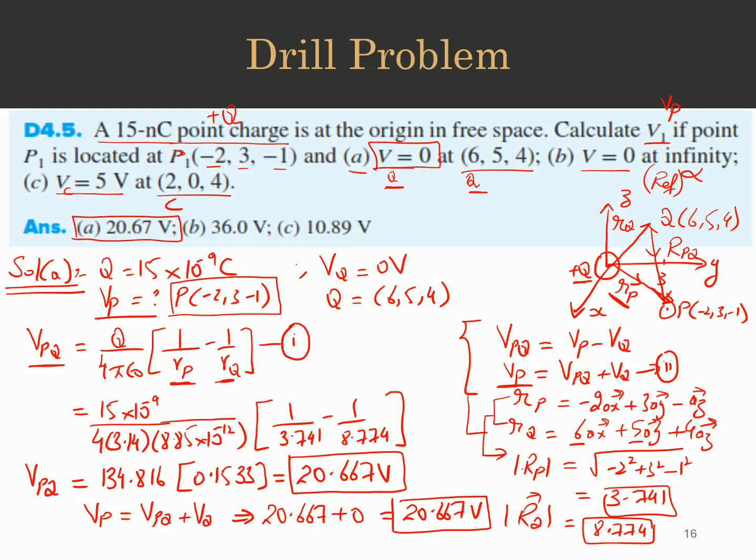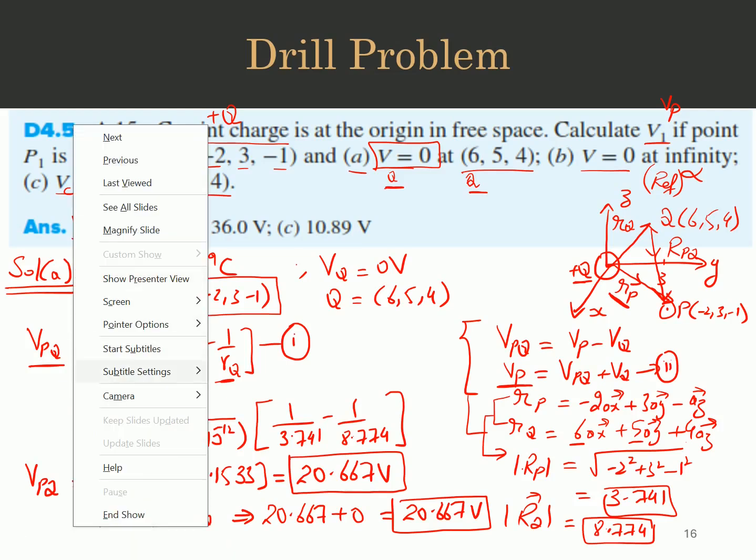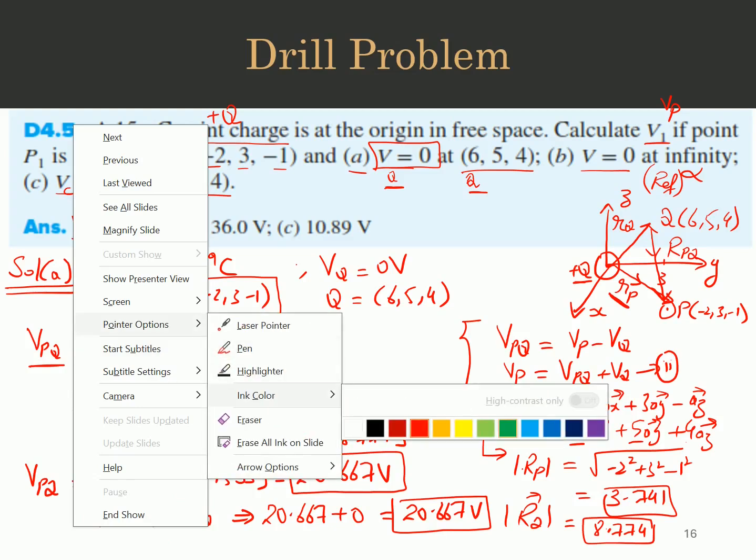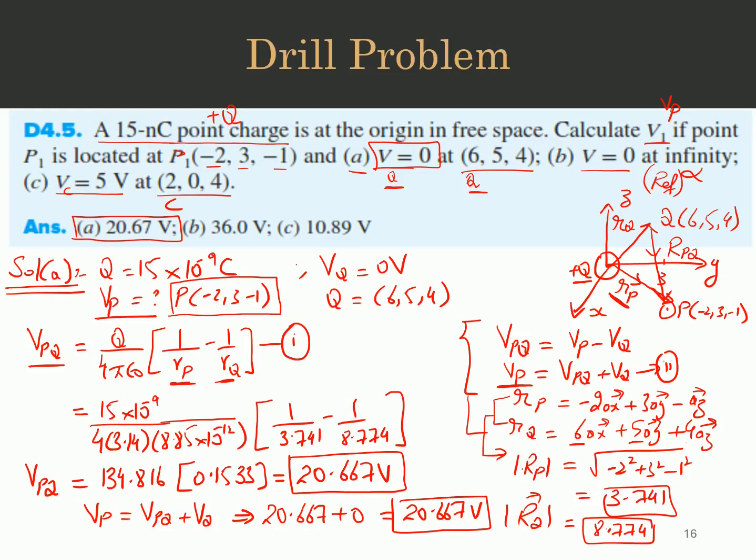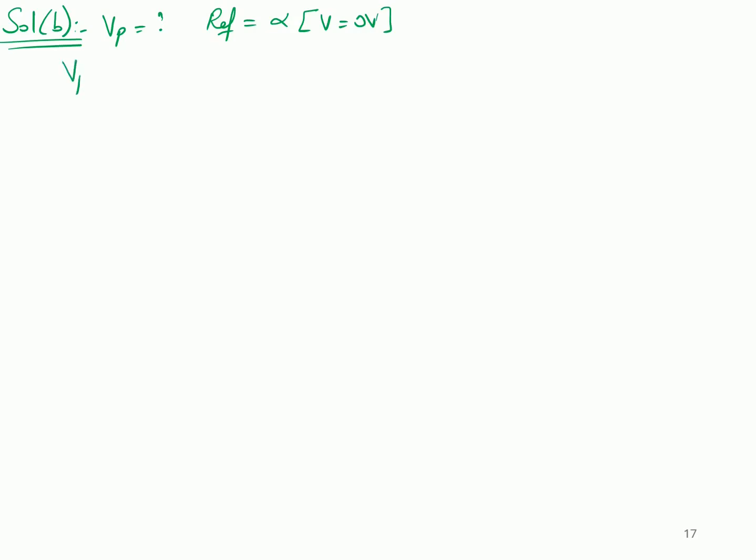Now let us move towards the second part. In the second part we have been asked to find the same potential at P, so we need to find Vp, but this time the reference is at infinity and the voltage is 0 at that point. So let us now solve for the second part. Again we need to find potential at P, but this time we know that the charge is coming from the reference which is at infinity, where the value of voltage is 0 volts.